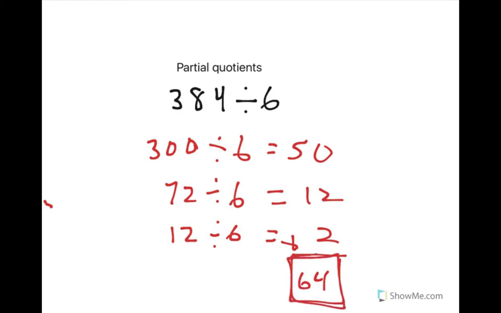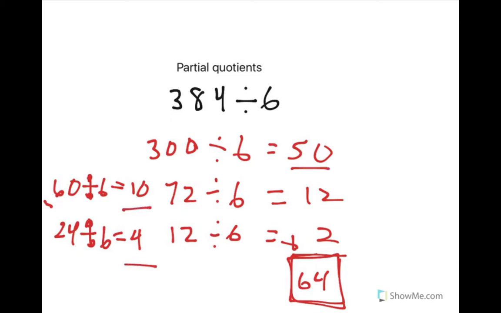Now there are other ways you can break this down. This happens to be the way that I did it. It might have been after 300 divided by 6, it might have been easy to do 60 divided by 6, that's 10. That would have gotten us to 360, and then we'd have 24 left divided by 6. That would have gotten us 4, and we still would have gotten to 64. Either one of those is fine. Any way you want to break it down.